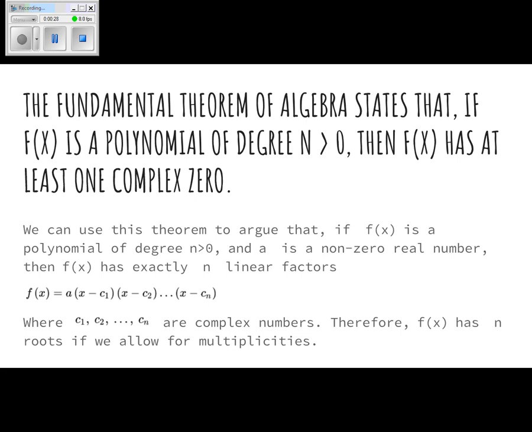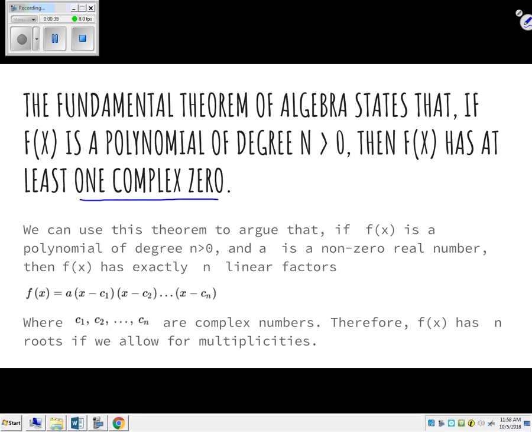But to start off today, we're going to be doing the fundamental theorem of algebra. It says that if f of x is a polynomial of degree bigger than 0, then f of x has to have at least one complex zero. It's going to be a theme today that we're going to get complex zeros. If you remember, complex numbers are numbers that fit into that form a plus bi, a real part and an imaginary part.